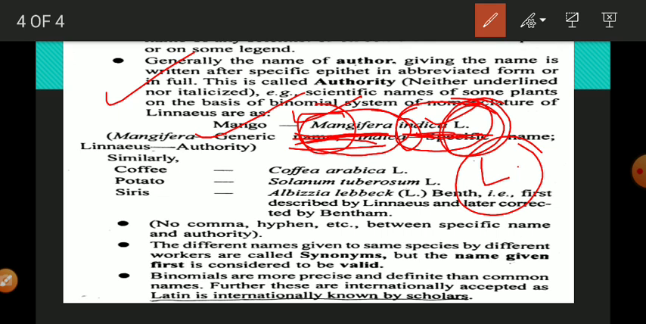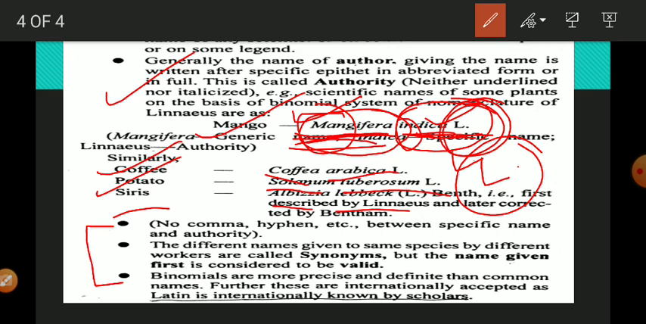This is called the authority, and it is neither underlined nor italicized, because the capital L or any scientist's name is neither italicized nor underlined. Some examples of scientific names given on the basis of the binomial system of Linnaeus are below: mango, then coffee, Coffea arabica L., then potato, Solanum tuberosum L., and so on. L stands for the scientist Carolus Linnaeus.